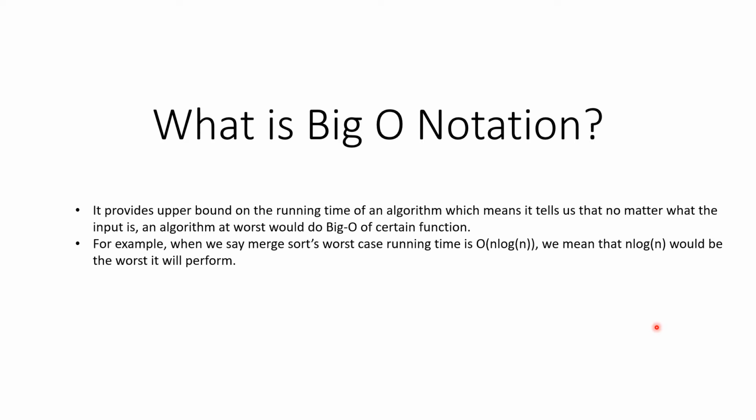What is big O notation? It provides an upper bound on the running time of an algorithm, which means it tells us that no matter what the input is, an algorithm at worst will do big O of a certain function. For example, when we say merge sort's worst case running time is O(n log n), we mean that n log n will be the worst it will perform.